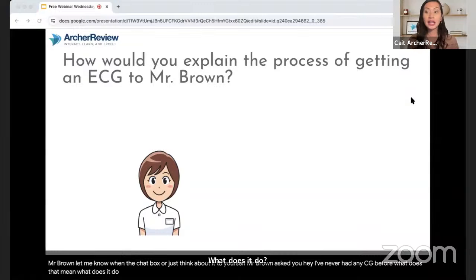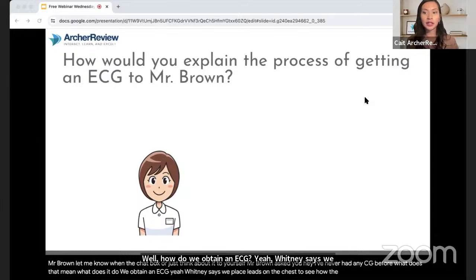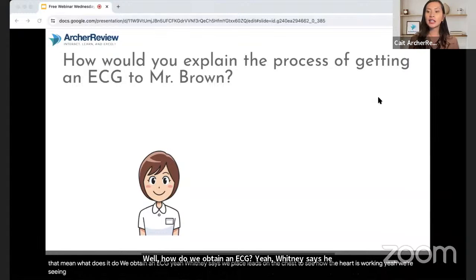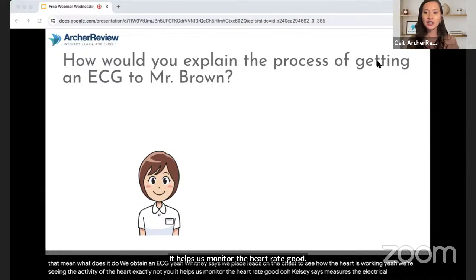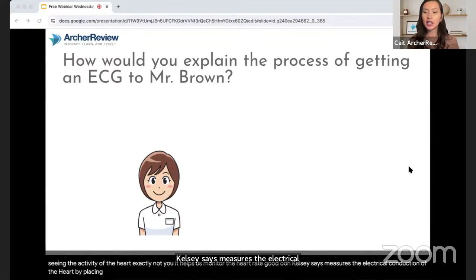Well, how do we obtain an ECG? Whitney says we place leads on the chest to see how the heart is working. Yeah, we're seeing the activity of the heart. Exactly, Nadia. It helps us monitor the heart rate. Good. Kelsey says it measures the electrical conduction of the heart by placing leads on the chest. Exactly.